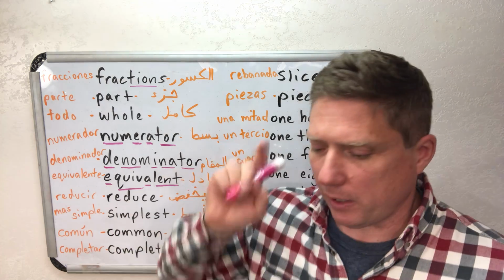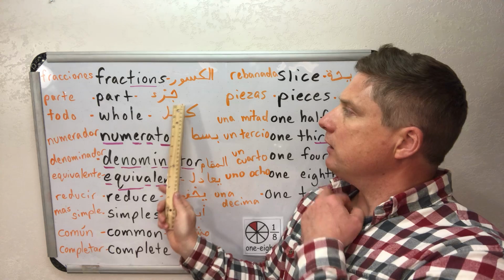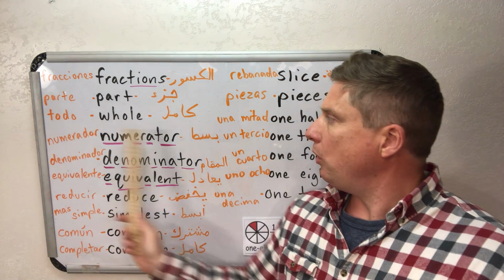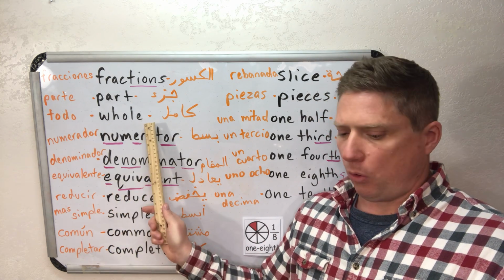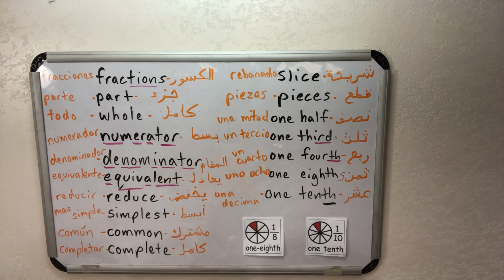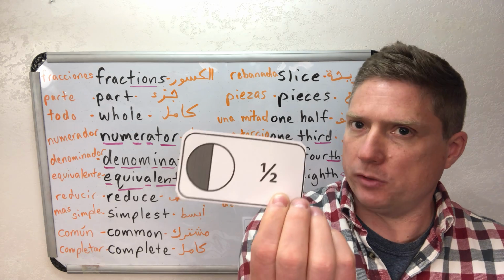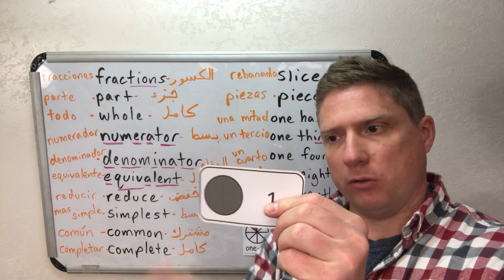I told you. Okay. Parte, جزء, part. Total, كامل, whole, whole. This is half a circle, right? Half of the circle, نصف. This is the whole circle. كامل.